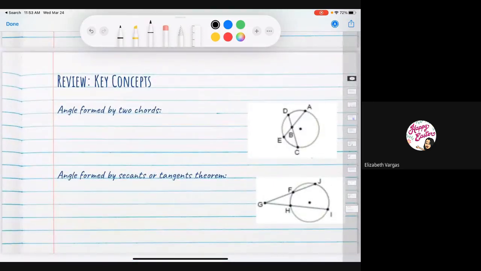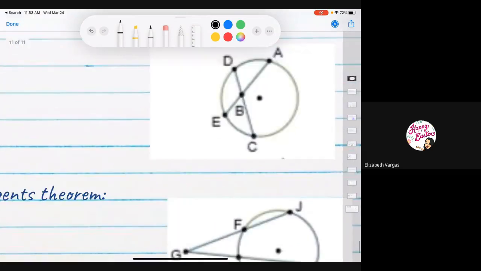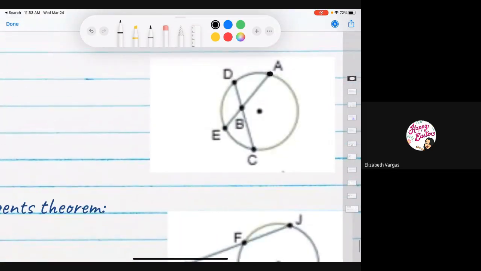So what did we learn today? We learned the angles formed by two chords theorem, which basically says that we can find the missing arc measures or the missing angle measures whenever we have two chords that intersect each other. So basically, here we have two chords. We have chord A and E. That's a chord because it has two endpoints on opposite sides of the circle. And D and C would also be a chord because it has two endpoints on opposite sides of the circle. So here we have two chords.